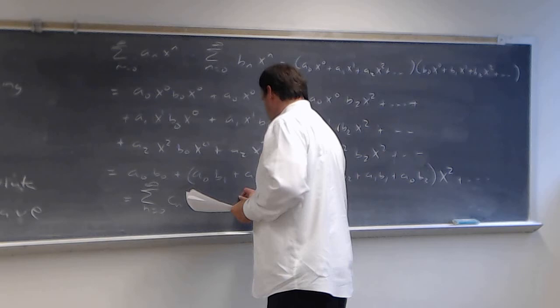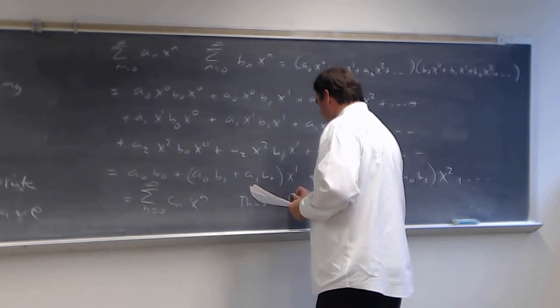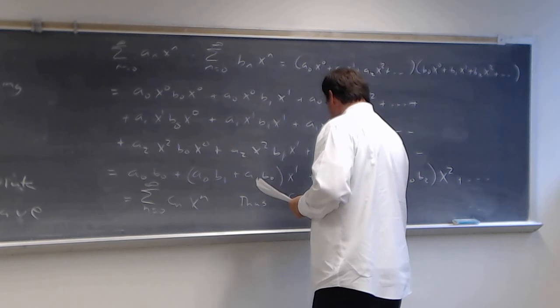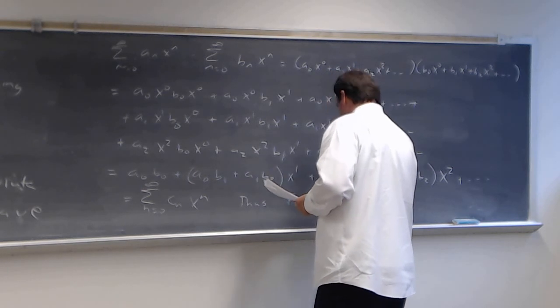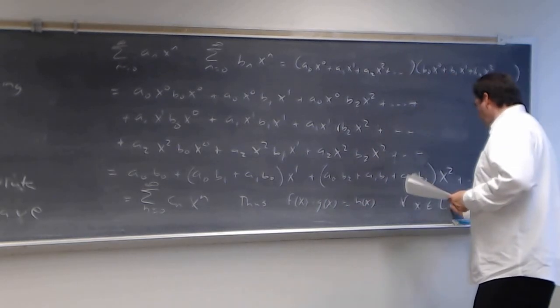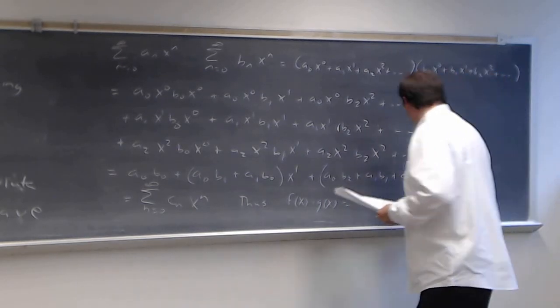Thus, what we have in terms of our functions is f of x times g of x is equal to h of x. And that's true for all x in the interval from 0 to 1 in this fashion. Let's move over here to the right.